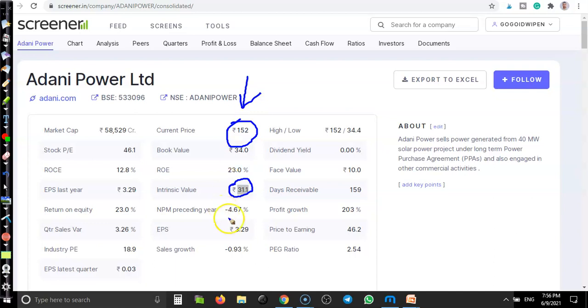And if you see, sales growth rate is negative. And if you see, profit growth rate is 203%. So I don't know why. All right, but I'm not interested to take a position for the long run. All right, now let's jump to the technical chart.